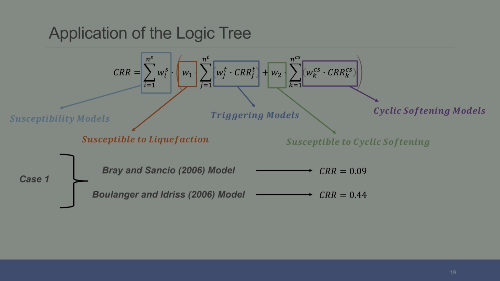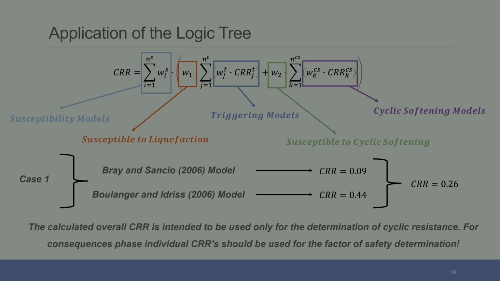And for case 1, we can combine them and say that the cyclic resistance ratio is 0.26 based on the suggested logic tree framework. But one engineer can say that they are just going to use Bray-Sancio and find out the CRR is 0.09, and another engineer can say the CRR is 0.44.